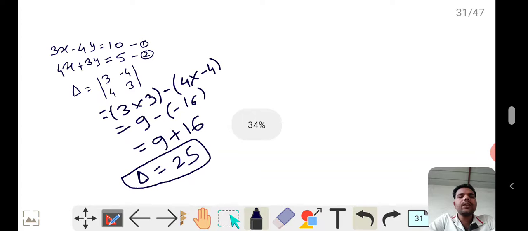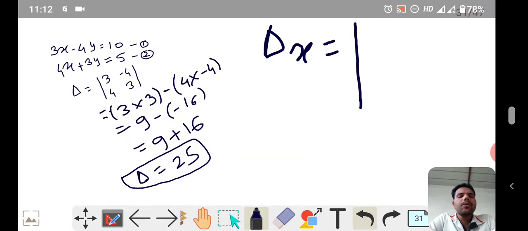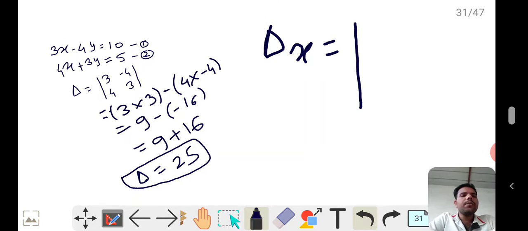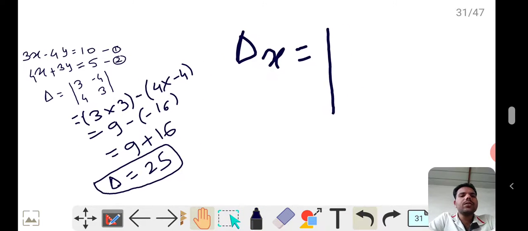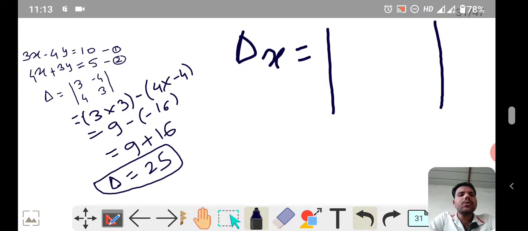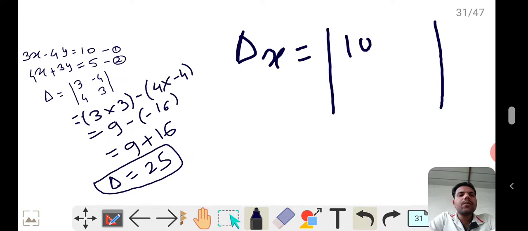Okay, to find out the delta x, we will take the determinant by replacing the coefficient of x from the given equation by the constant term. So here delta x is equal to the determinant 10 5, minus 4 3. We will get the delta x value by solving this determinant.